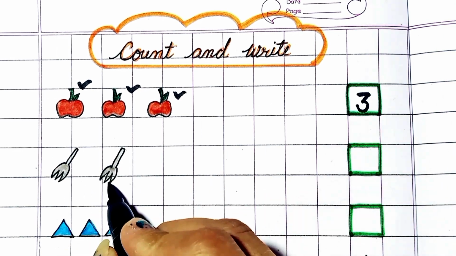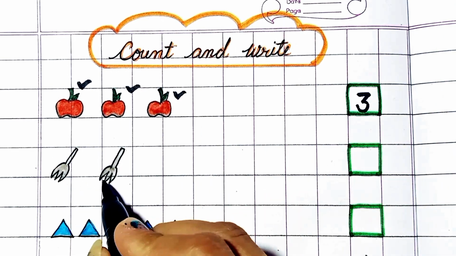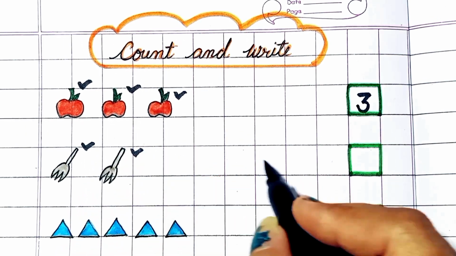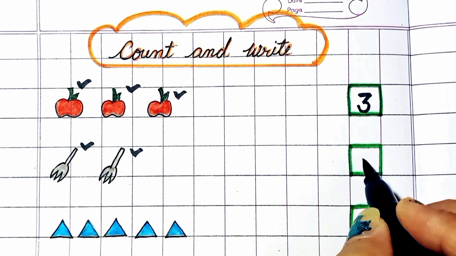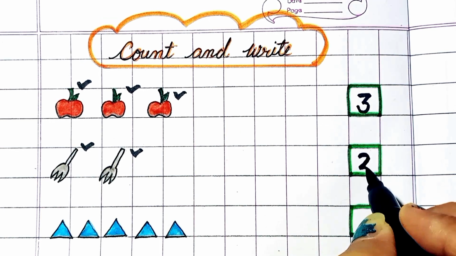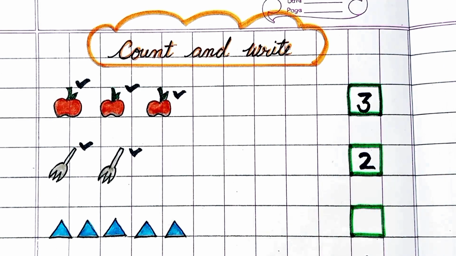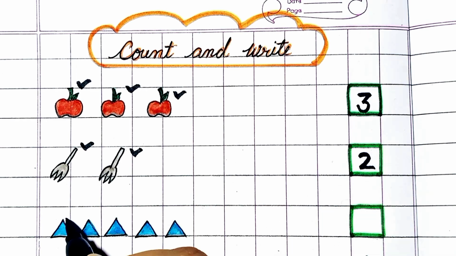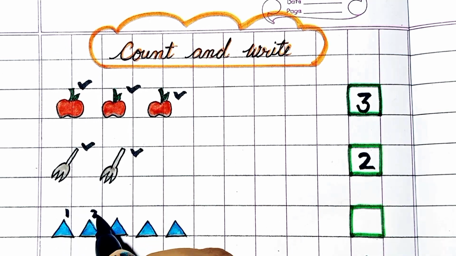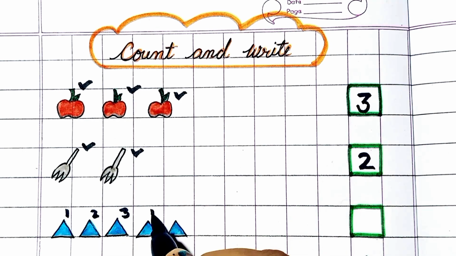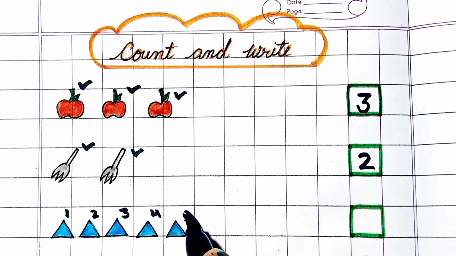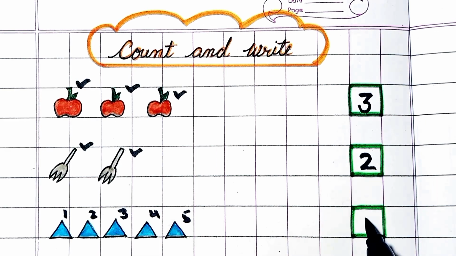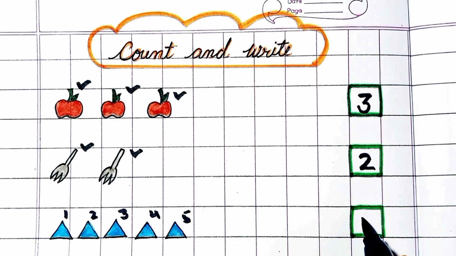Next we have some spoons. Count the spoons. 1, 2. So write here 2 number. Next we have some triangles. Let's start counting. 1, 2, 3, 4, 5. We have 5 triangles. So write the number 5.